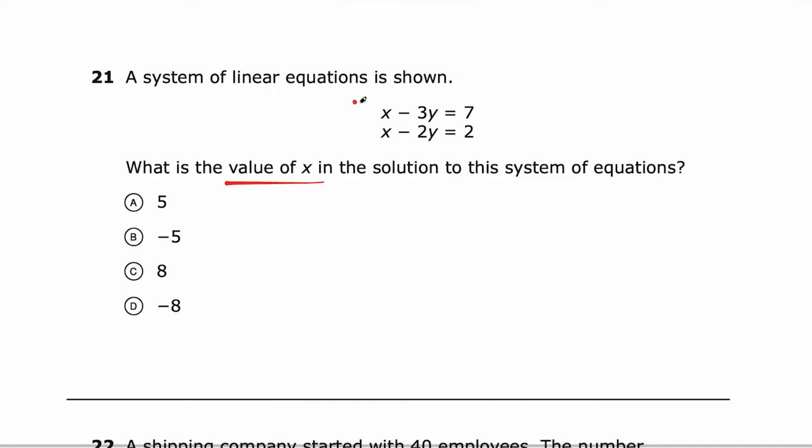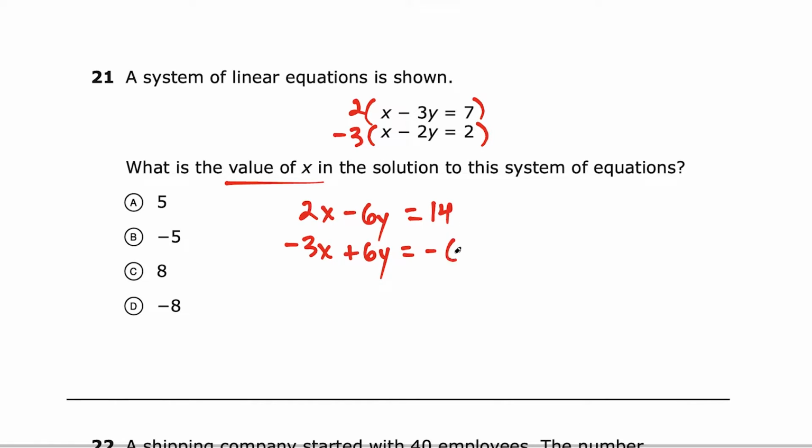So the first equation up top, I can multiply by 2. And the second equation on bottom, I can multiply by negative 3. And watch what this accomplishes. We have 2 times x is 2x. We have 2 times negative 3y is negative 6y. And then we have 2 times 7 is 14. And then on bottom, negative 3 times x is negative 3x. And then negative 3 times negative 2y is positive 6y. And then we have negative 3 times 2 is negative 6.